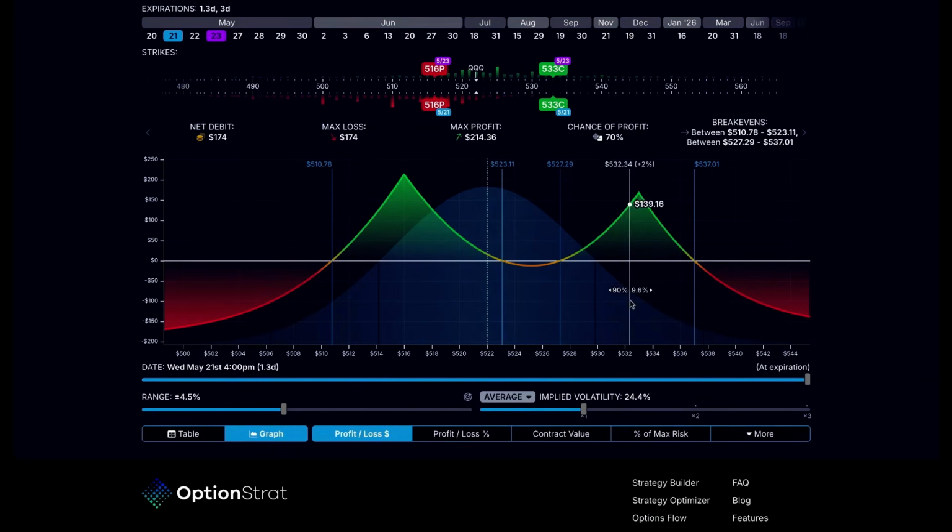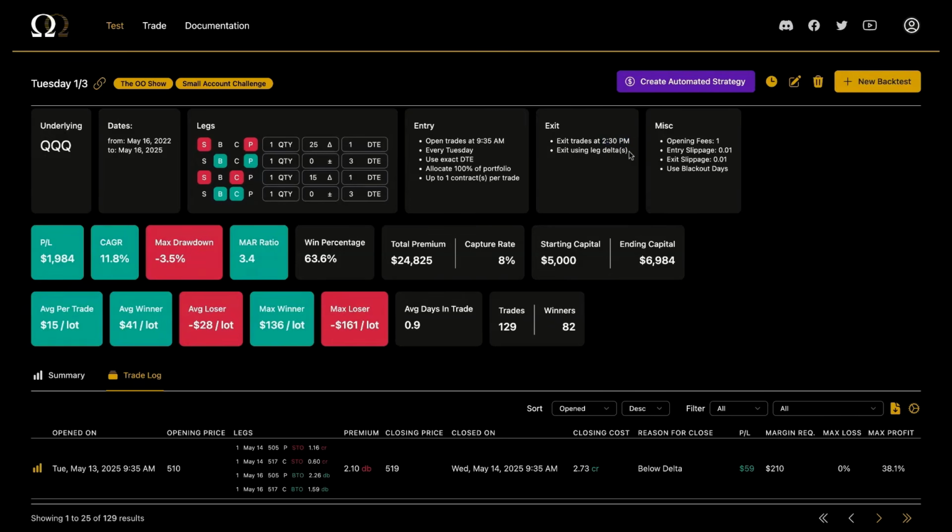We needed to move about 10 points to get max profit to the upside. But here's the beauty of the test, and let's go back. So here's the exit. You are exiting the trade at 230. You're getting out because we have assignment risks. This is not a ride or die. You're getting out to make sure that you don't get hurt and don't get 400,000 shares of Qs.